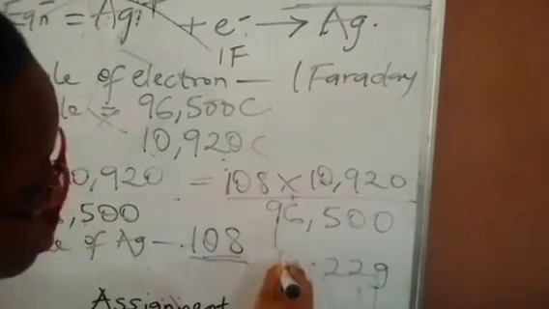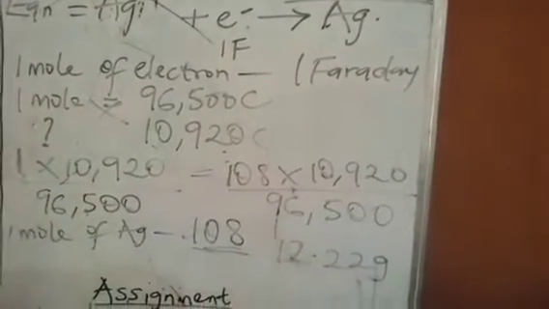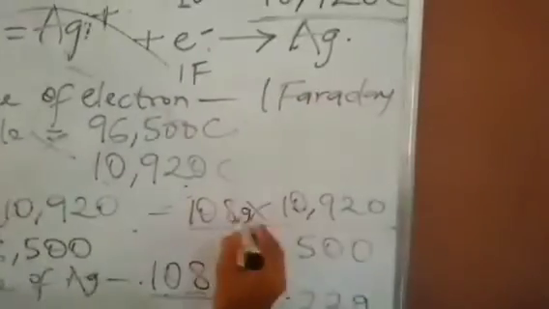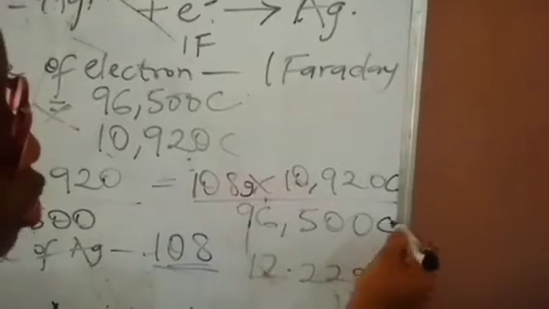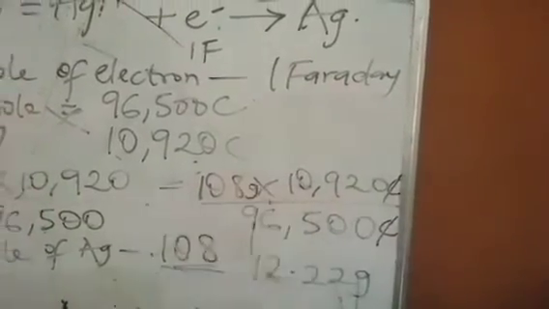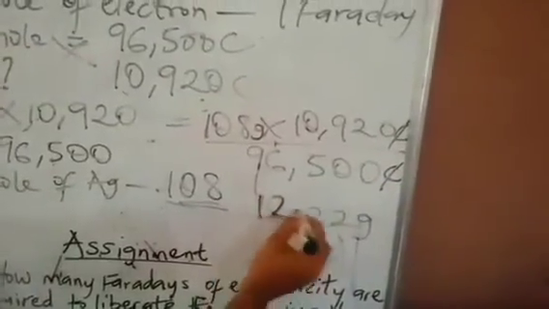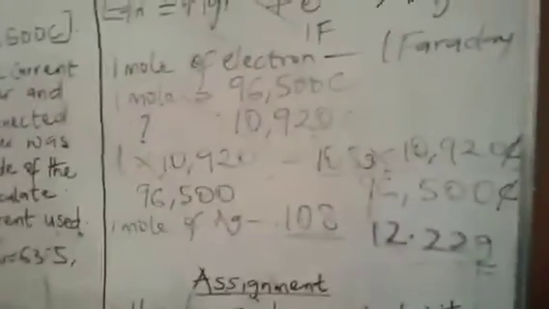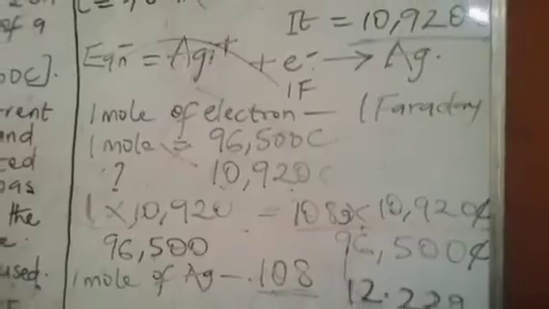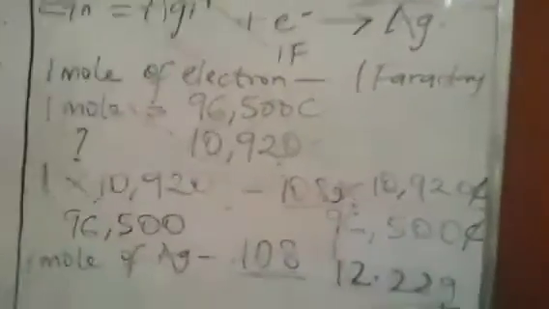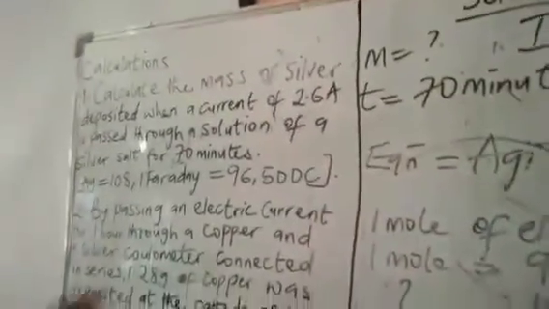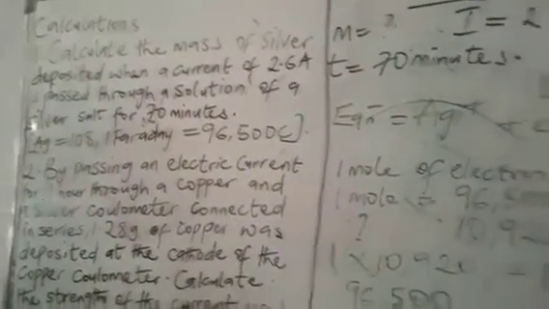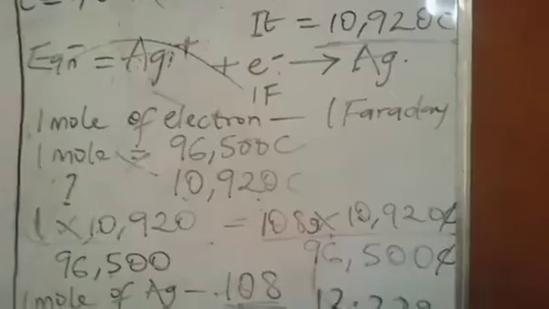12.22 grams. Now this will be the value in gram. This one is in mole, this one is in mole, cancelling it out, we have just the value in gram, 12.22 gram. Now we've actually gotten the mass of silver that will be deposited at this particular current at this particular time. Now let's solve the second one.